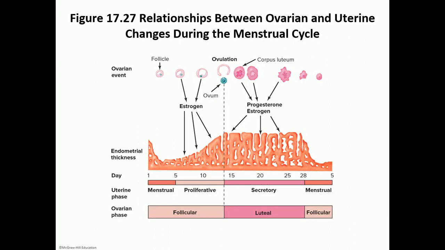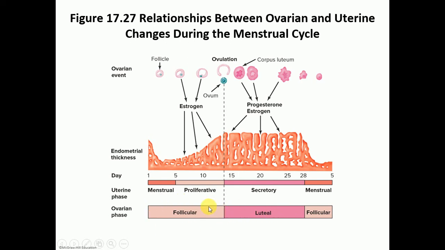Here is the relationship between what is going on in the ovaries, relating it to what is going on in the uterus. Okay, so the ovarian phases: pre-ovulation is the follicular phase, post-ovulation is your luteal phase.